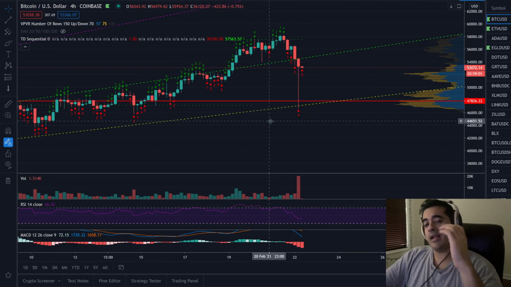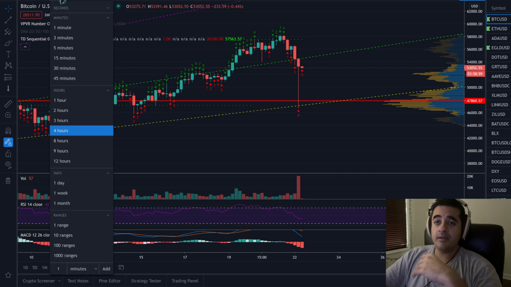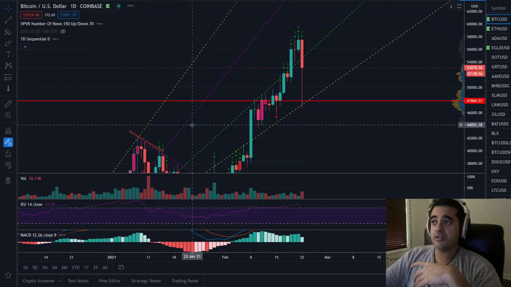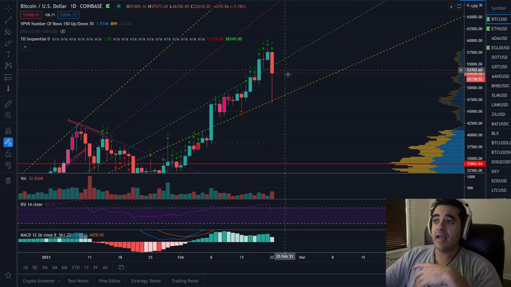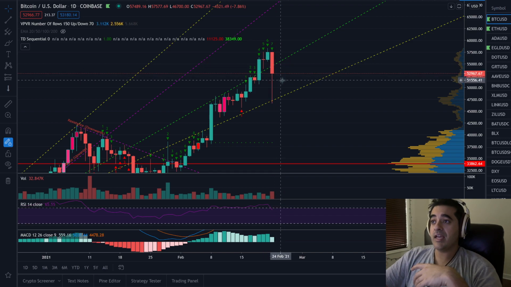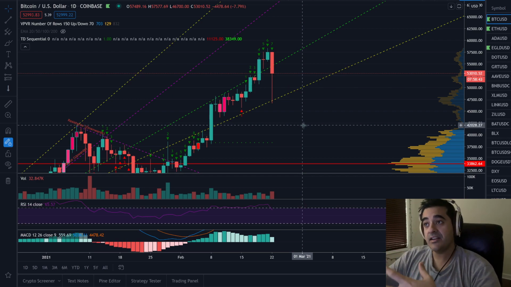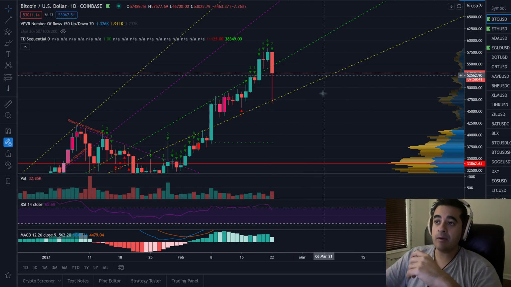The 4 hour and daily are really where the TD sequential starts giving us great information. And you'll see that on the daily chart for Bitcoin, we actually have a green 7 right now. So seeing Bitcoin go down to about 52,000 and closing the day there would be really good, because then that would reset this.